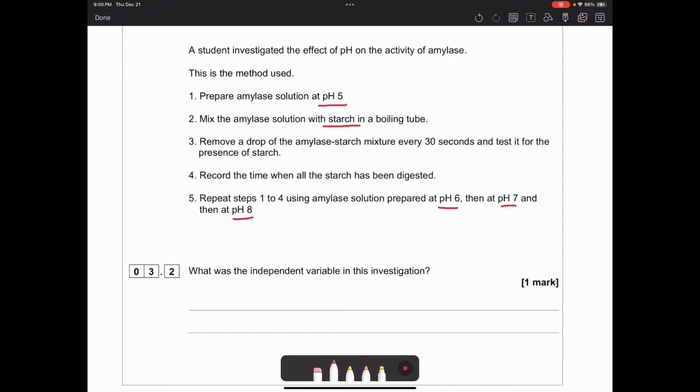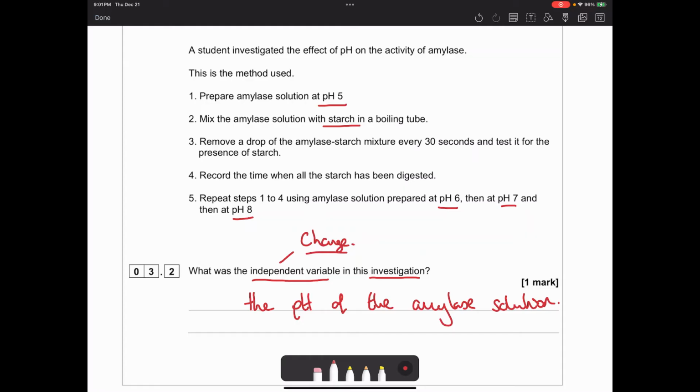Question 3.2, what's the independent variable in the investigation? We should know that independent is what we change in the experiment, and we've said it quite clearly here. What are we changing? We're changing the pH of the amylase solution. You could actually just get away with just saying pH, but yes, pH of the amylase solution.